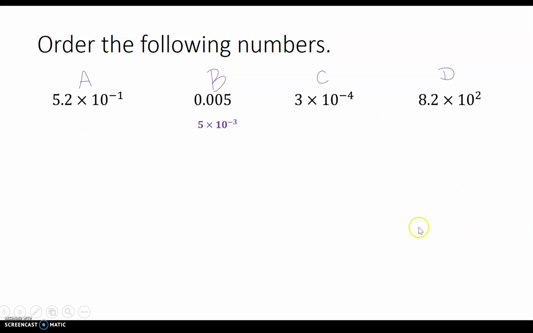But again, we're using our new knowledge that we can compare the exponents. The smallest exponent that I'm seeing is on the number that goes with C, which was 3 times 10 to the negative fourth, because negative 4 is the smallest exponent, so that must be the smallest number. After negative 4, the smallest exponent would be negative 3, so B would go next, and then A with negative 1, and then D has a positive exponent, so that one definitely should be the biggest, so that would be our last one.